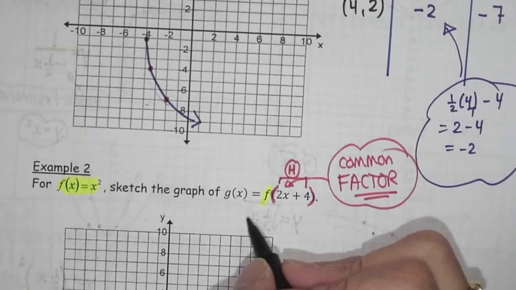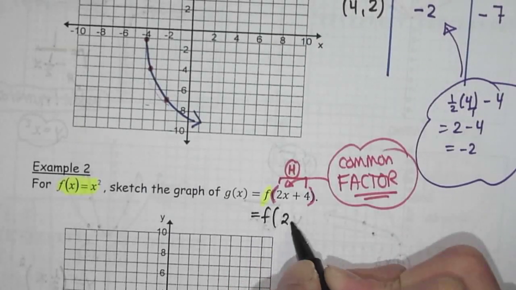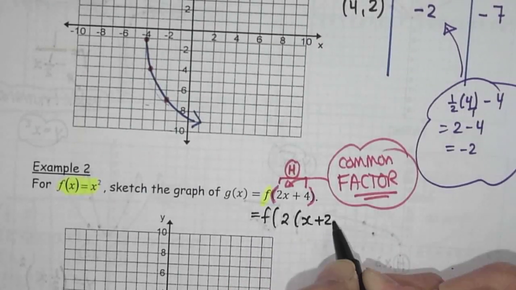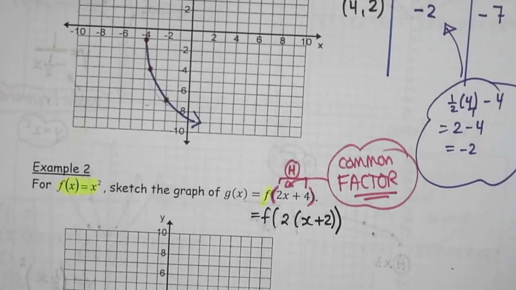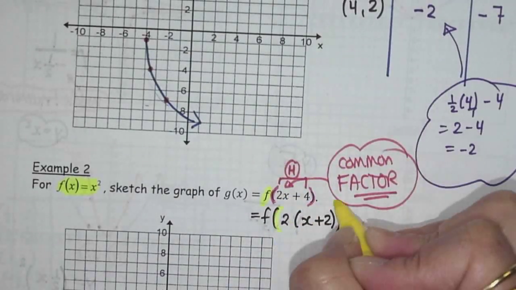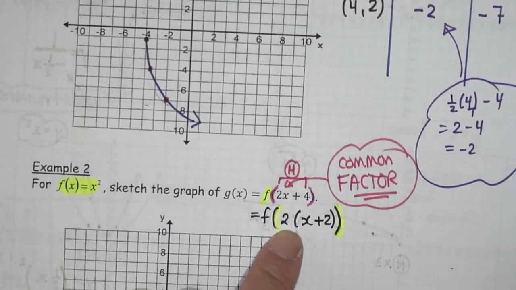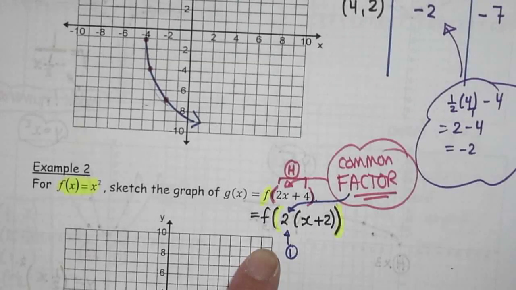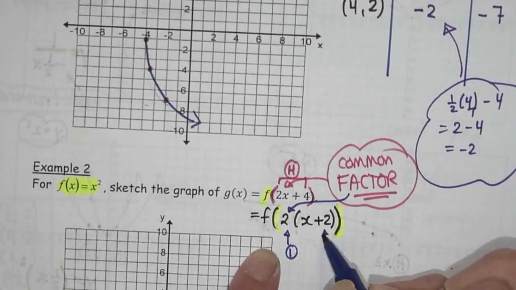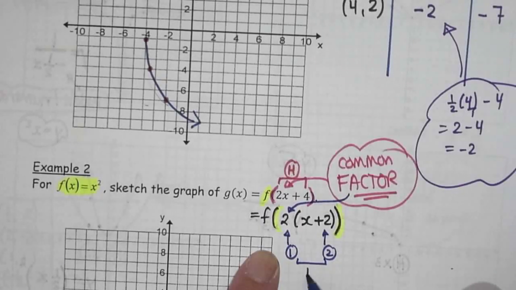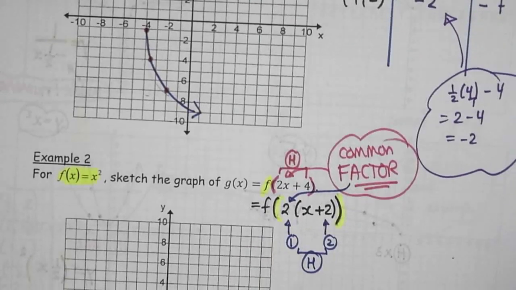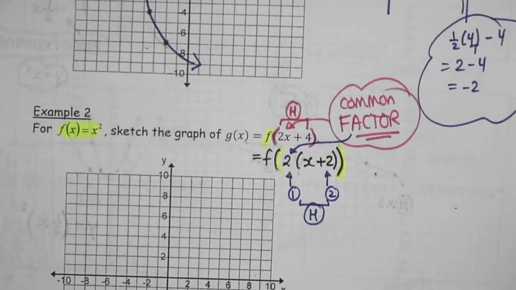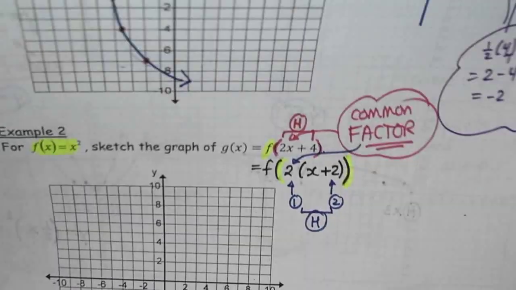We're going to rewrite it and go f at 2 bracket x plus 2, like that. So your bracket is still here, but we common factored out the 2. Does that make sense? Okay, and that would be 2 things happening, and they are both horizontal. There's only horizontal happening in this question.